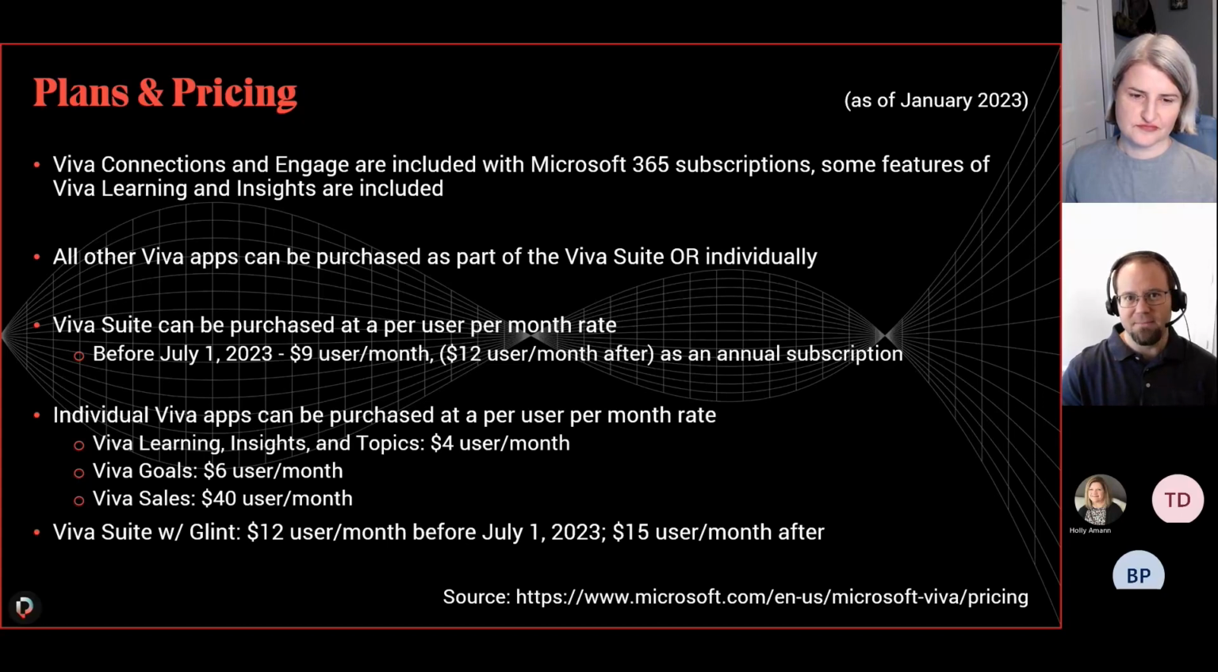There is one other option to get the suite with Glint, which does offer a little bit more employee engagement insight, just keeping the pulse on your organization. So that's what that Glint piece is there. Real high level stuff. We encourage you to get a hold of Microsoft, check out all the plans and pricing, and see what works for your organization. But just as a high level, this is what you're looking at for pricing if you're looking to bring that in.